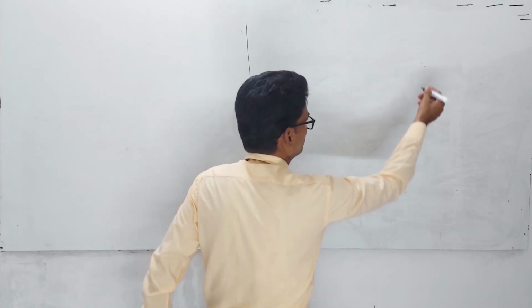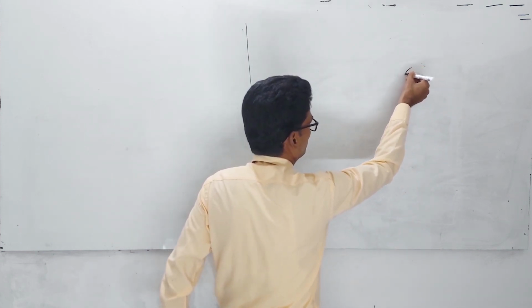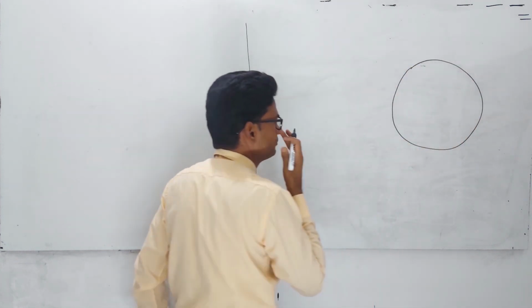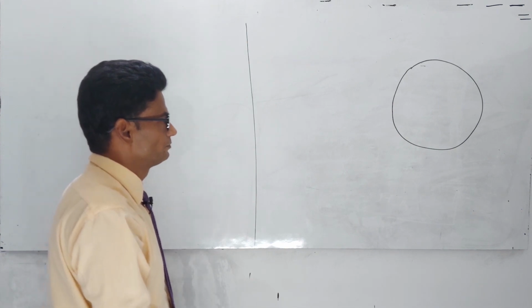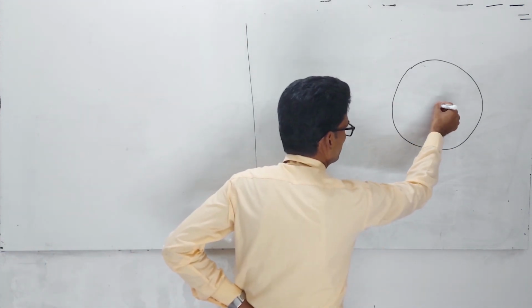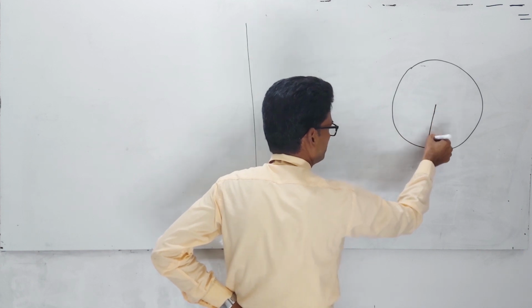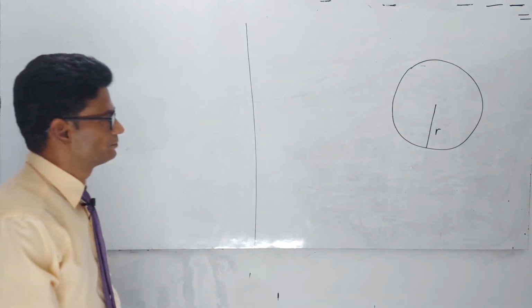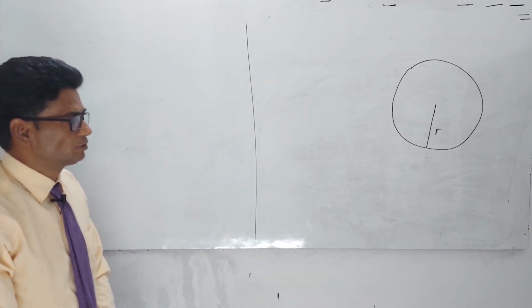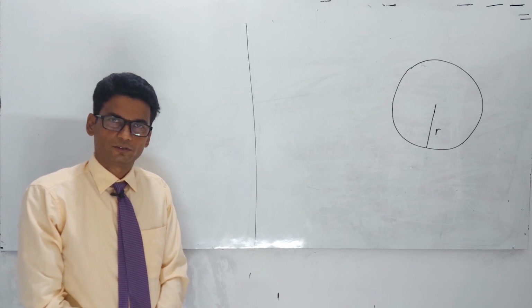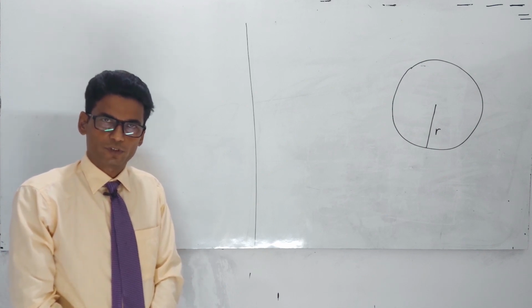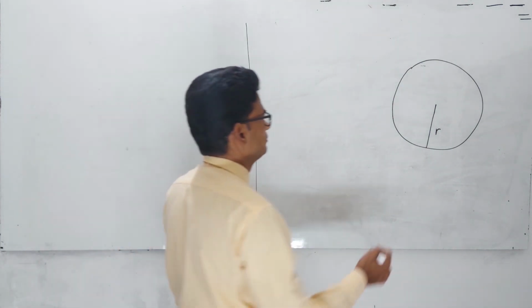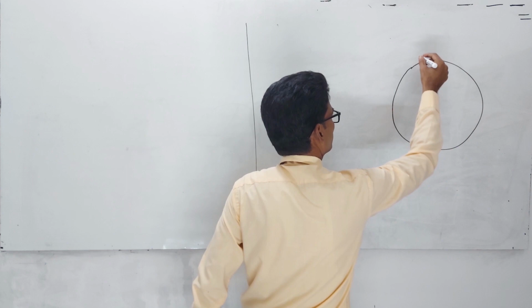We have a conducting thin spherical shell of radius r. Charge q, which is of positive nature, is put on this shell.